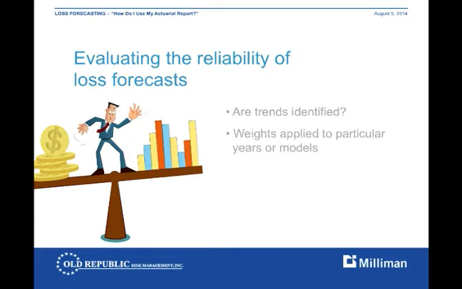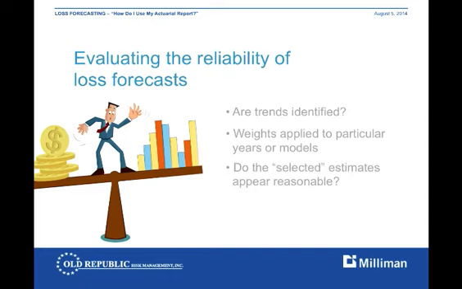Look at how much weight is given to particular years and models. As we mentioned before, some models are more appropriate in greener years, others are more appropriate in developed years. Another thing to consider is whether one year appears to be an outlier from the rest of the loss history. If one year looks atypical, it might make sense to exclude it or to give less weight than the other years.